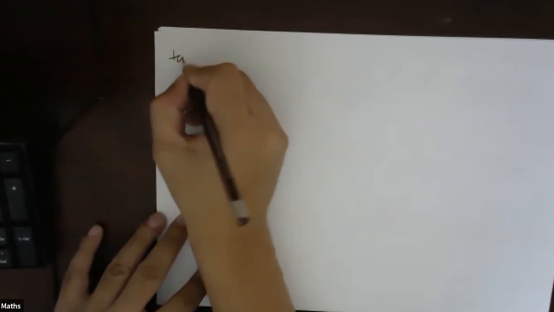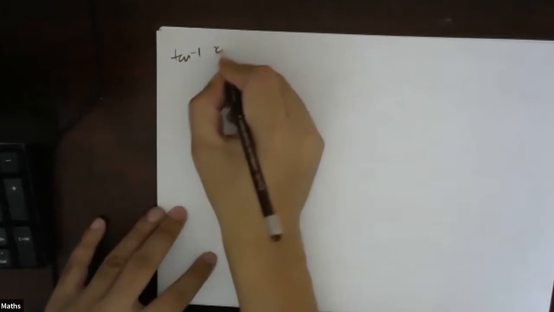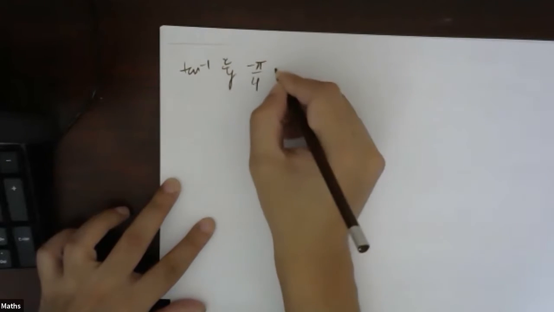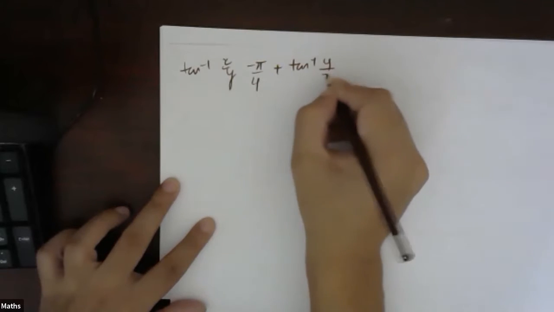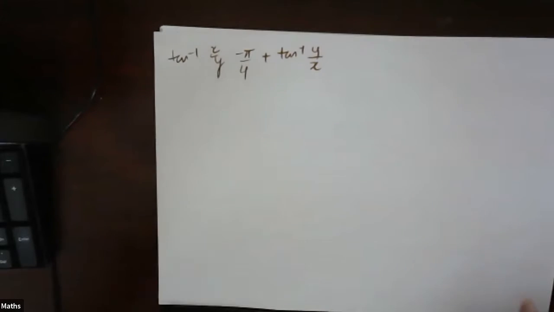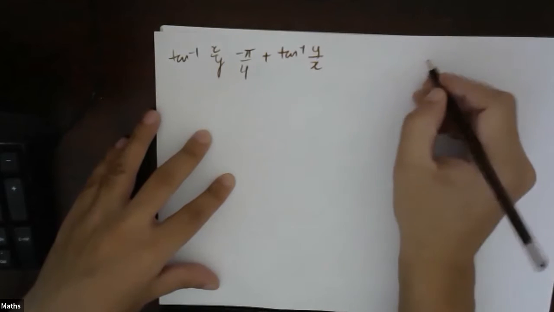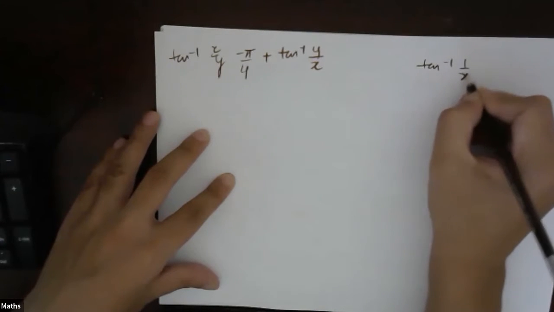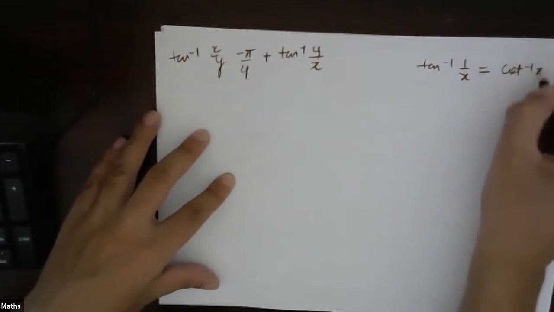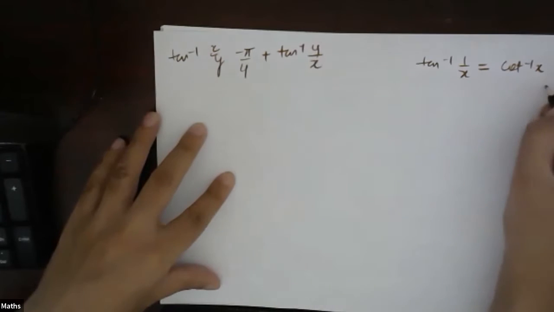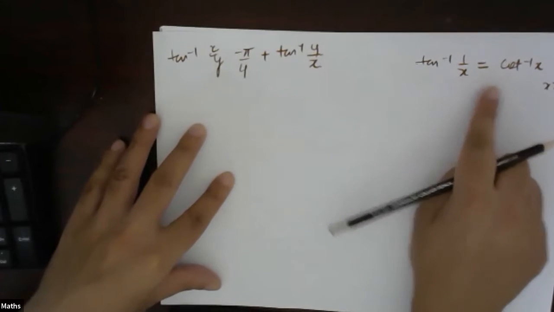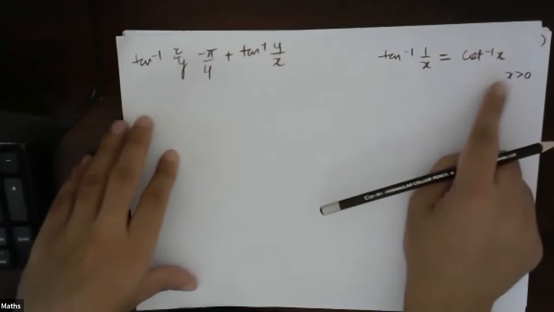Okay. So afterwards we will get tan inverse of x by y minus pi by 4 plus tan inverse of y by x. Now we also have properties on cot and tan, right? So if we have seen that tan inverse of 1 by x will be cot inverse of x for x greater than 0. If you remember this property, we have done this.